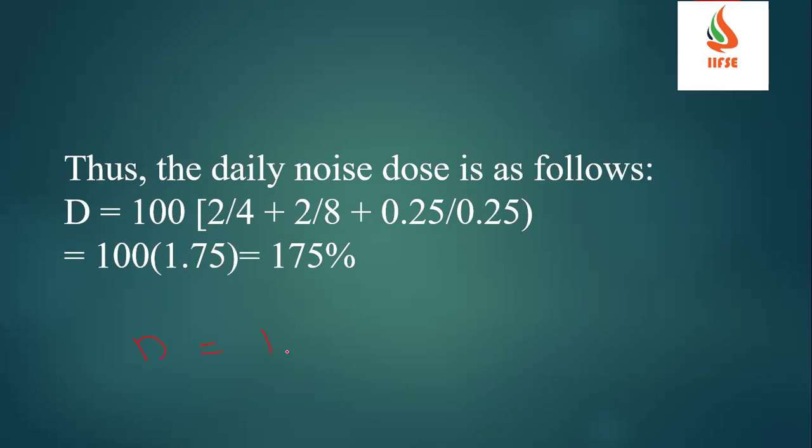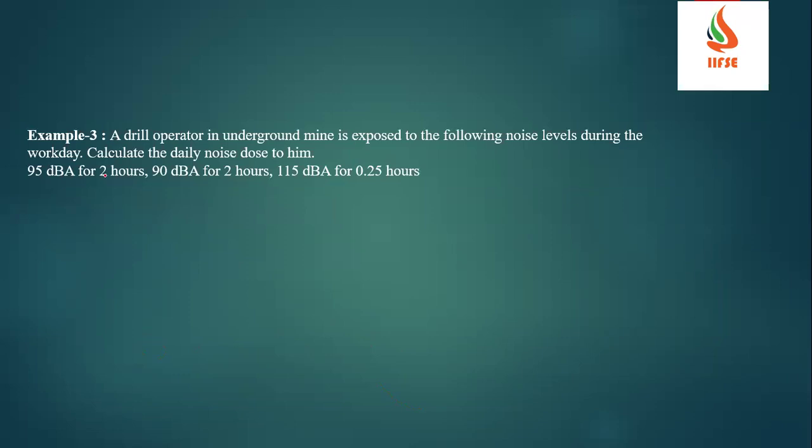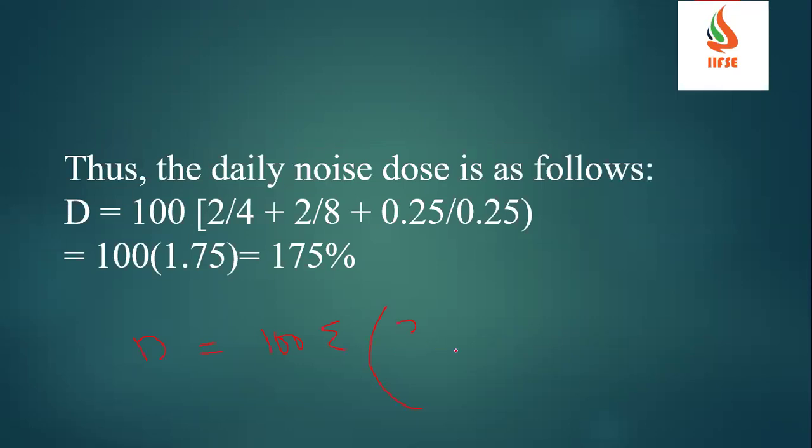D is equal to dose, 100 sigma. What do they say? 95 dB for 2 hours. What is the maximum he can be exposed to at 95 dB? You can put it in the chat box. What is the maximum he can be exposed to? Maximum he can be exposed is 4 hours only, as we have seen.